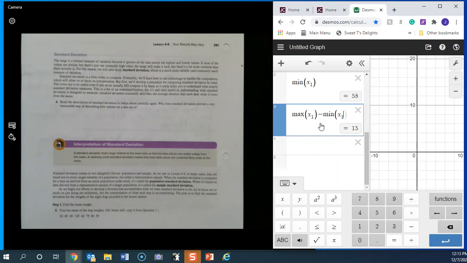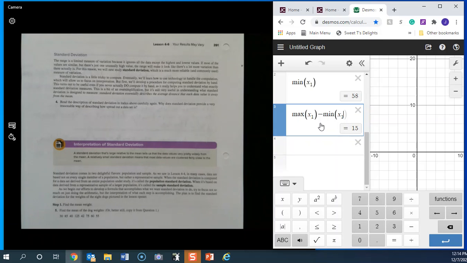This turns out to be useful even if you never actually compute it by hand, as it really helps you to understand what exactly standard deviation measures. This is a bit of an oversimplification, but it's still very useful in understanding what standard deviation is designed to measure. Standard deviation essentially describes the average distance that each data value is away from the mean. Read the description of standard deviation in italics above carefully again. A standard deviation essentially describes the average distance that each data value is away from the mean.